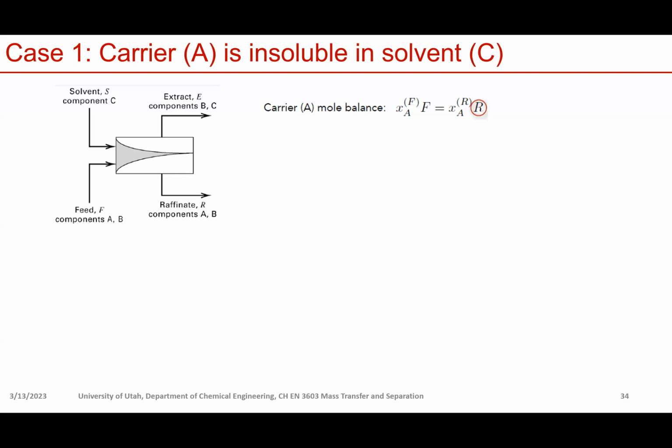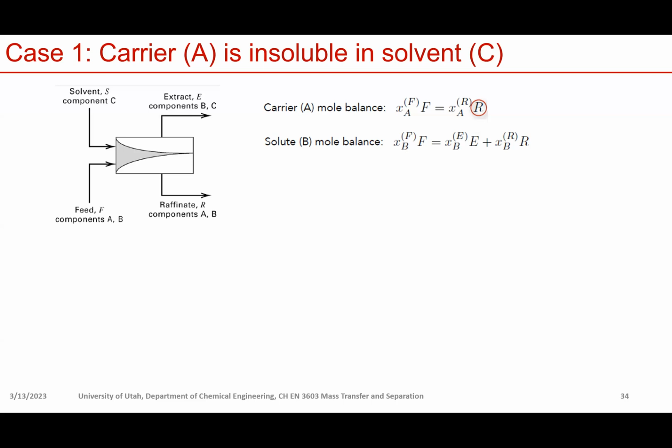That will equal, because carrier A, when it leaves the separation unit, will only be present in the raffinate, the mole fraction of A in the raffinate multiplied by the flow rate of the raffinate. These two should be equal. That's the mole balance for component A.